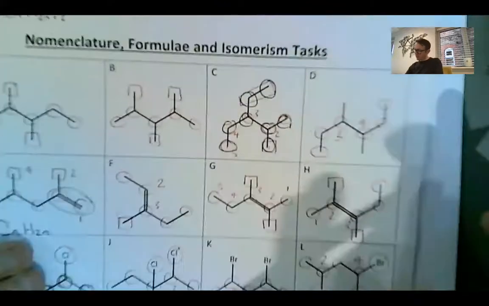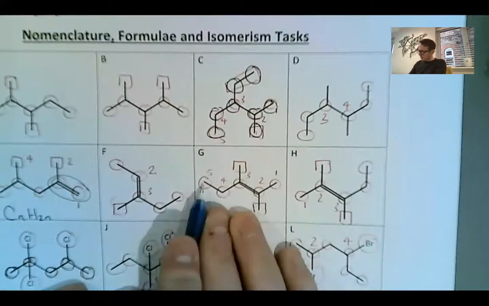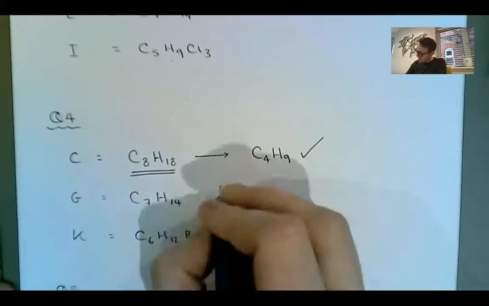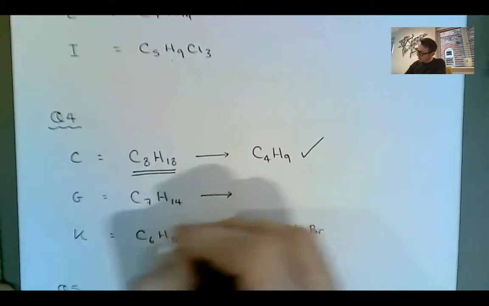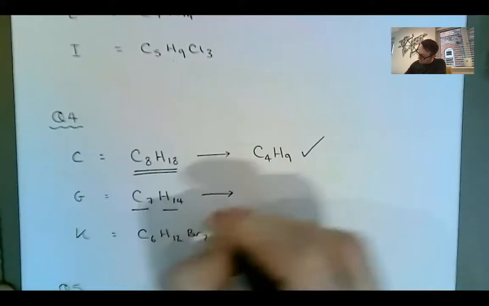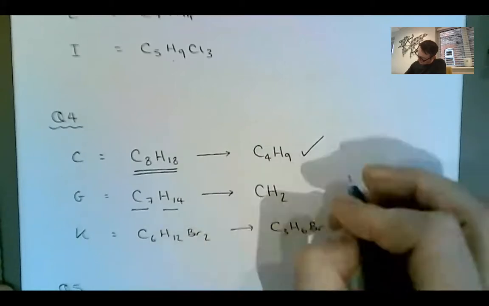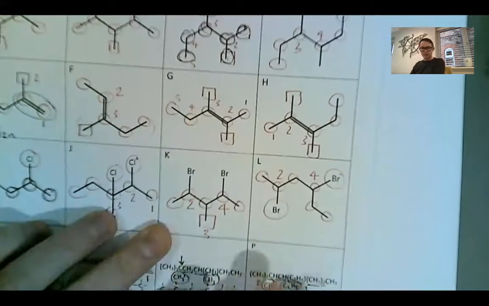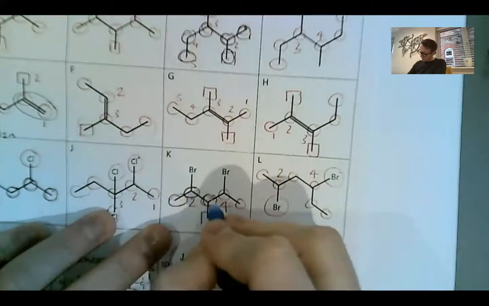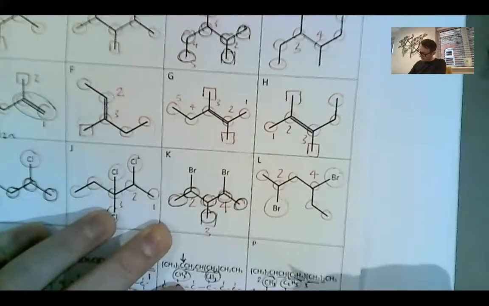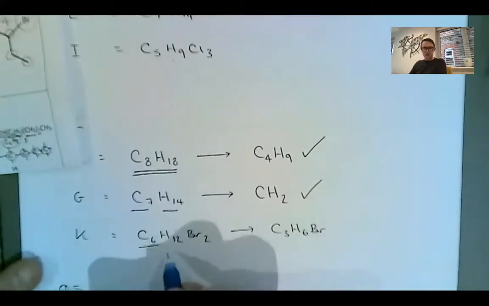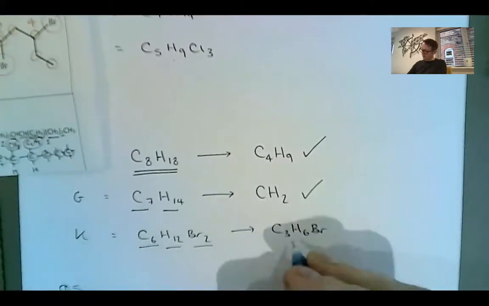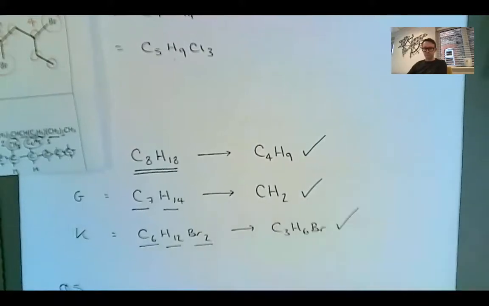Okay. Molecule G is an alkene. It's got 7 carbons. So again, its molecular formula must be C7H14. That looks like it doesn't scale down, but it does, because these are in a 1:2 ratio, this scales down to CH2. So that's our empirical formula for G. And then for K, if I go back to molecule K, I've got 1, 2, 3, 4, 5, 6 carbons. Count up my hydrogens, I've got 12. Count up my bromines, I've got 2. And all of that can be divided by 2 to give us C3H6Br as our empirical.